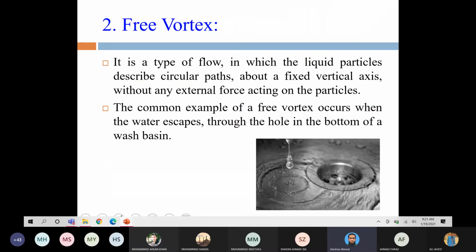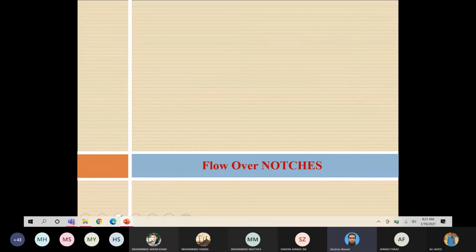So the free vortex is a type of flow in which the liquid particles describe circular paths about a fixed vertical axis without any external force acting on the particles. The common example of free vortex occurs when the water escapes through the hole in the bottom of the wash basin. So this is all about the vortex flow.